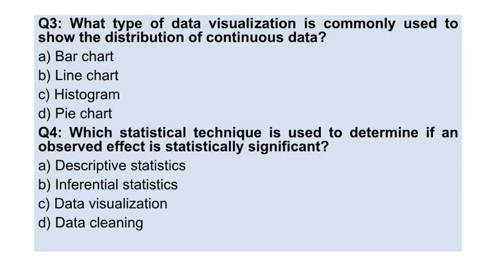Question 3 is, what type of data visualization is commonly used to show the distribution of continuous data? A. Bar chart. B. Line chart. C. Histogram. D. Pie chart. The correct answer is C. Histogram.